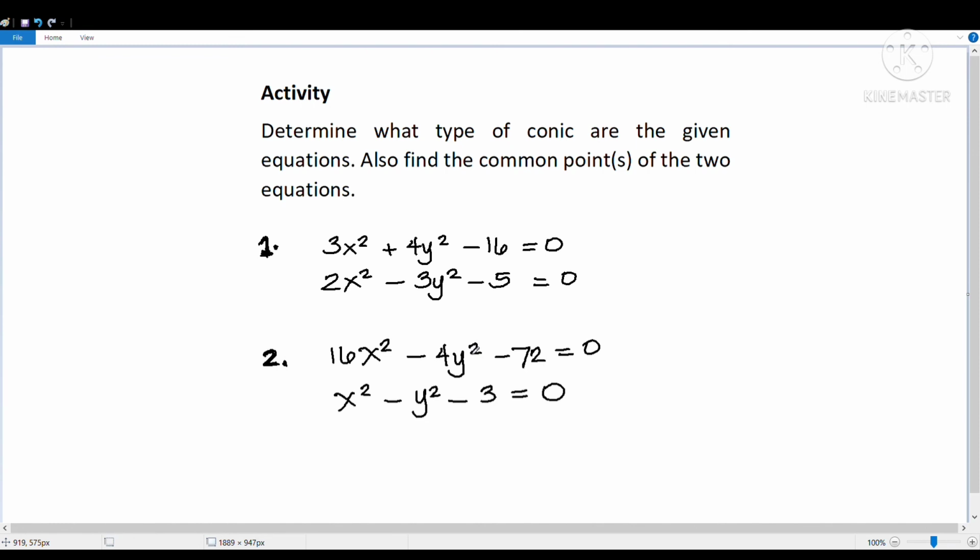For your practice: determine what type of conic are the given equations. Also find the common points of the two equations. For item 1, 3x squared plus 4y squared minus 16 is equal to 0, and 2x squared minus 3y squared minus 5 is equal to 0. For item 2, we have 16x squared minus 4y squared minus 72 is equal to 0, paired with x squared minus y squared minus 3 is equal to 0.